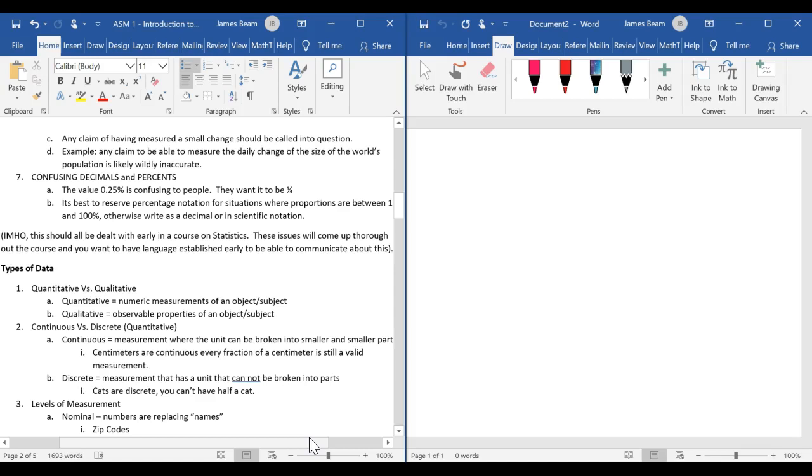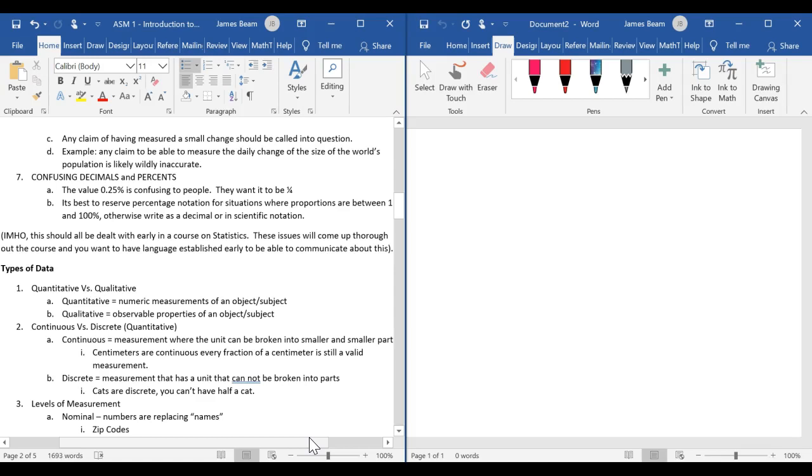I put in here, in my humble opinion, that this should all be talked about early on in a statistics course, because the issues that are named here, particularly these seven, will come up throughout the class, and that way you have a starting point for those conversations.